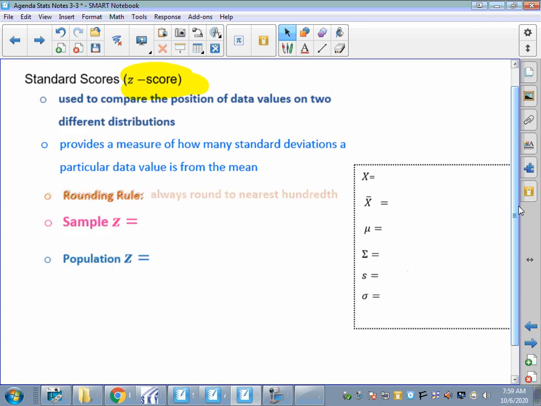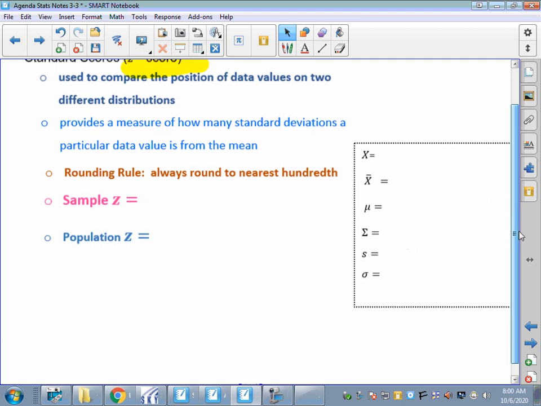Your rounding rule, there's a lot of rounding rules. I don't know if you've noticed this. Z-scores, you're always going to round to the nearest hundredth. There is a reason for that, so always 2 numbers after the decimal. As we move more into using z-scores, our tables all go to the hundredths, so we need 2 numbers after the decimal. Here's our formula.